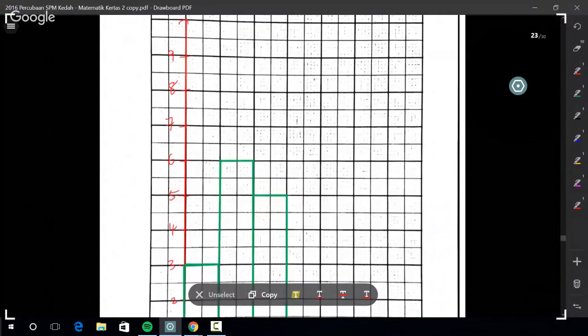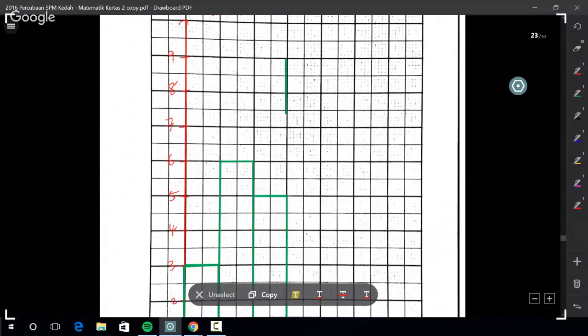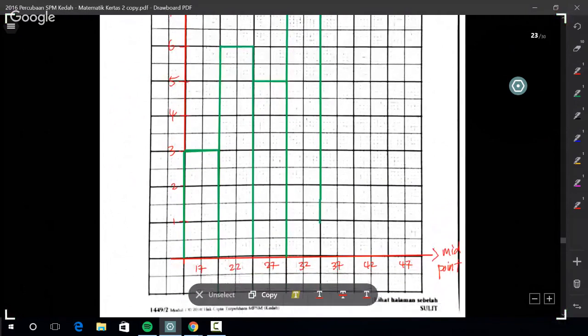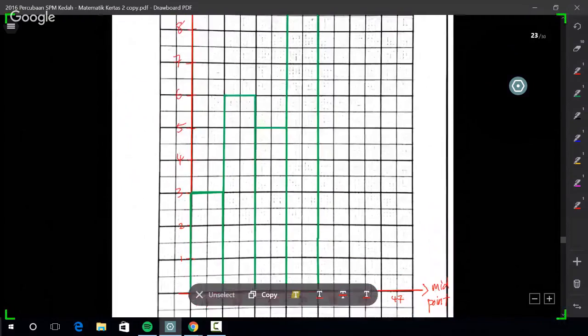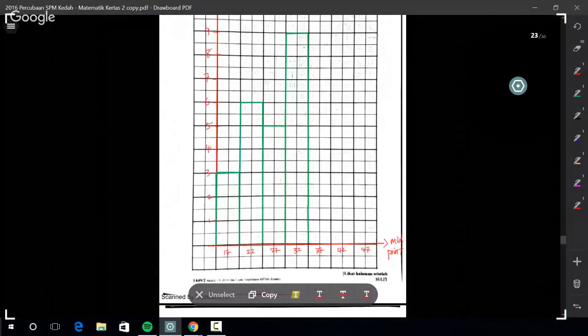9, 8, 5, 4. Okay, 9. Okay, it's not perfect. Okay, the next one will be 8. I so regret I chose green color because green color is the worst one. 5, 4.